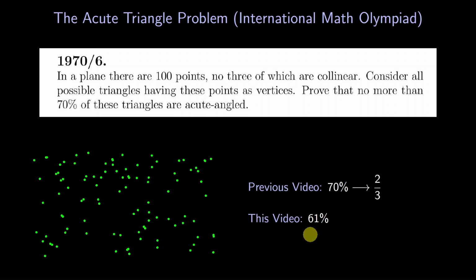We'll first show that less than 61% of the triangles are acute. Then we'll improve the bound to 60%. Finally, we'll strengthen the bound to 56.15% when the number of points is large. That final bound is quite close to best possible.